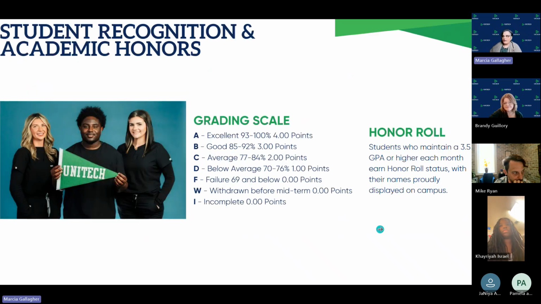So let's talk about our grading scale. 93 to 100 is a 4.0, which is an A, and 85 to 92 is a 3.0, which is a B. 77 to an 84 is a 2.0, which is a C. And a 70 to a 76 is a 1.0, which is a D, and 69 and below is an F.